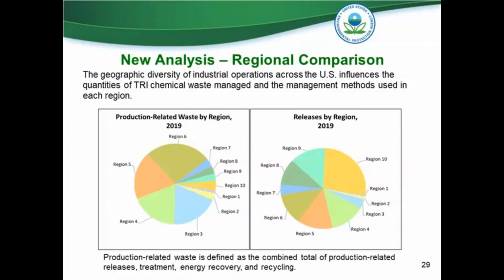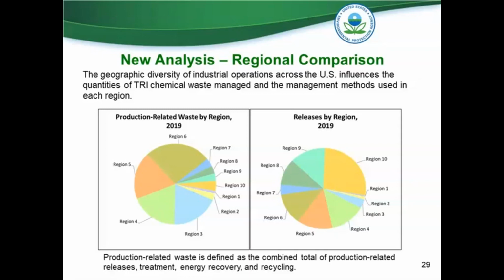We also added a new regional comparison to our section that includes the regional profiles, because the geographic diversity of industrial operations across the US influences the quantities of TRI chemical waste managed and the management methods used in each region. And so we wanted to illustrate that because these different regions of the United States have different top sectors operating within them, if you look at total production related waste by region, the quote top regions are going to be different than if you look at just total releases by region.